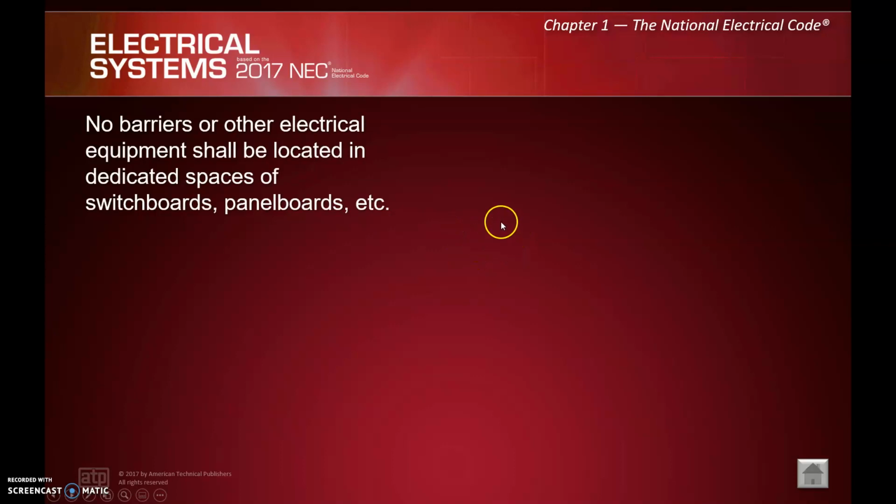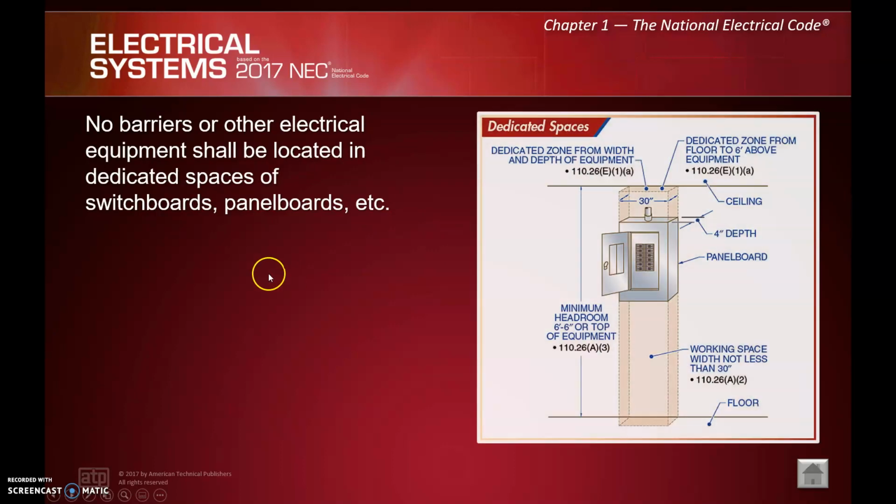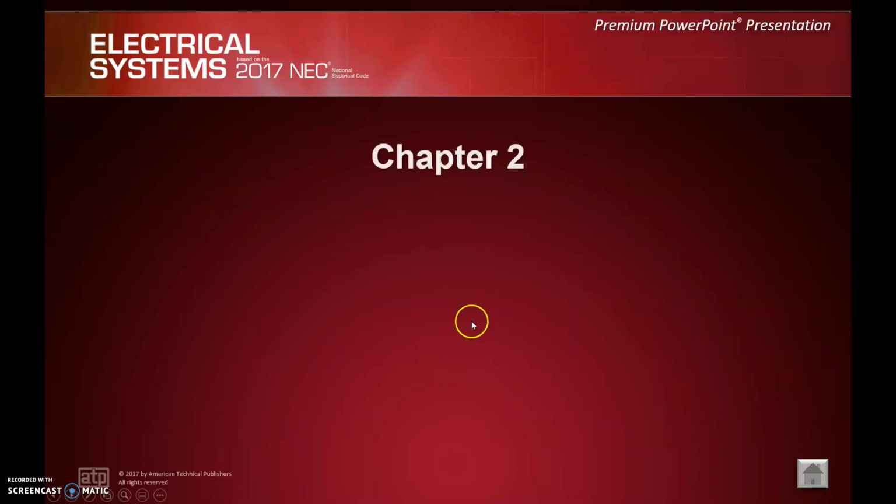No barriers or other equipment shall be located in the dedicated spaces of switchboards, panelboards, etc. So this is a nice illustration of this. So 30 inches wide or the width of the equipment, 3 foot out in front, and then again 6.5 foot or to the structural ceiling. Right, should be kept clear. There's no plumbing pipes. There's nothing else in there. That's the electrician's space for sure. So again, that was kind of a crash course.